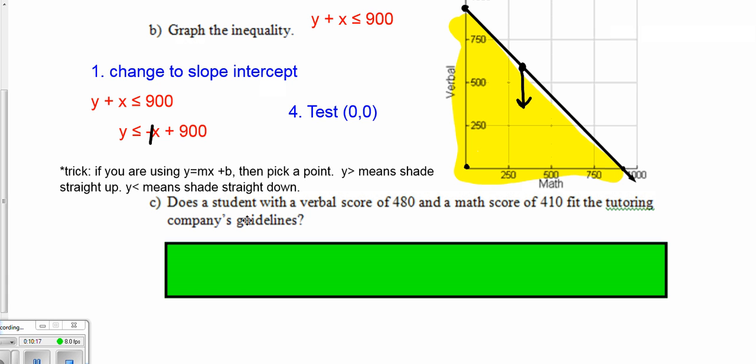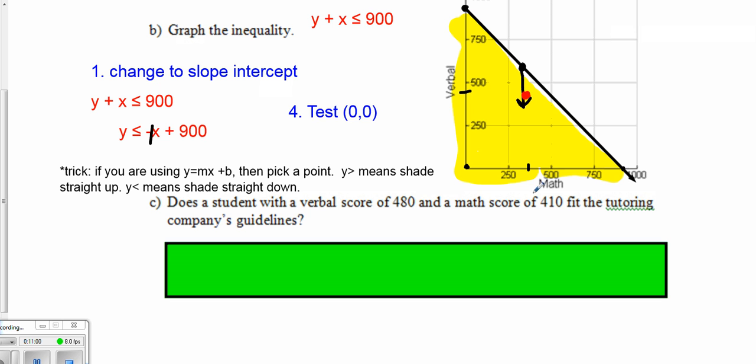Now the question asks, does a student with a verbal score of 480 and a math score of 410 fit the tutoring company's guidelines? Instead of trying to figure out exactly how that works, let's just find that point. So we go to a math score of 480, which is about here. Verbal score was 480, which is about here. The math score would have been 410, which was about right here. So we find where those two meet, here and here. That would put us right at about this spot. Notice that that spot is within our shaded region.